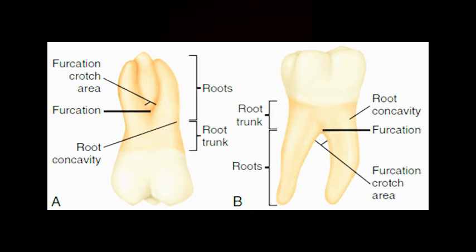From the buccal aspect, all 3 roots are seen. These roots are more inclined towards the distal direction. The point of bifurcation is 4 mm above the cervical line, and a deep developmental groove is present at the buccal aspect of the root trunk. It starts at the bifurcation, progresses downward, and terminates near a small depression in the cervical line.